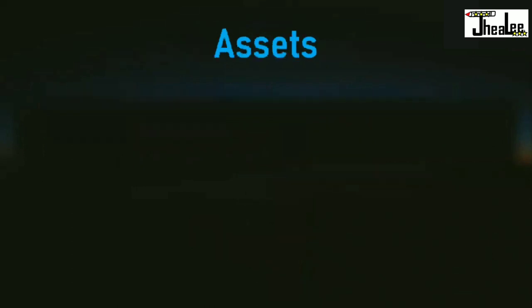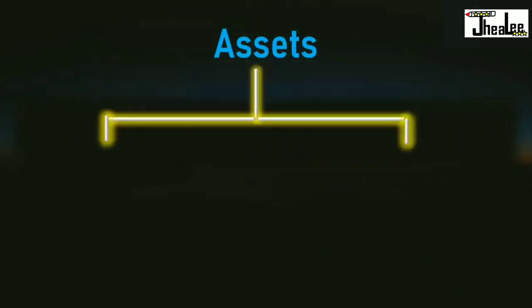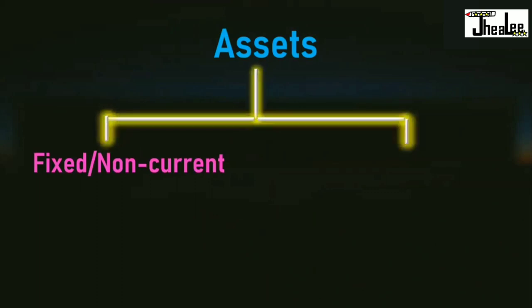And here we go looking at the categories of assets. So there are two broad categories of assets. They are fixed or non-current assets. So fixed asset is also referred to as non-current asset. And the other category right there is current asset. Now, how would you distinguish between the two? What is the distinction between the two assets?